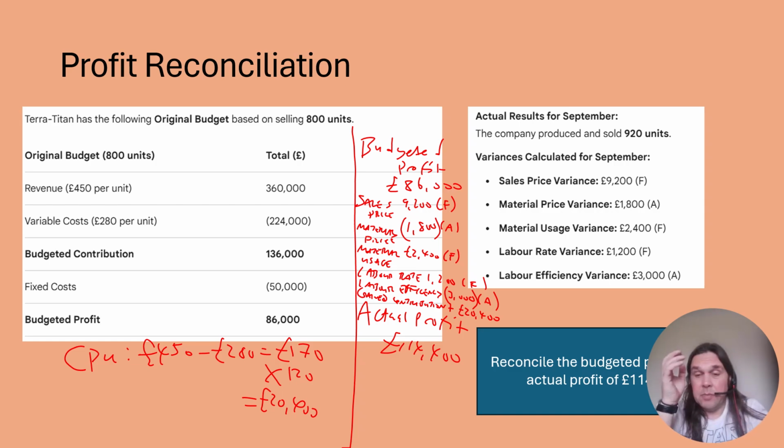Another topic that's come up for a while is profit reconciliations. Definitely something you just make sure you know the formatting of, and you can go from budgeting to actual profit or actual to budgeting profit. But the key thing is why they're different.